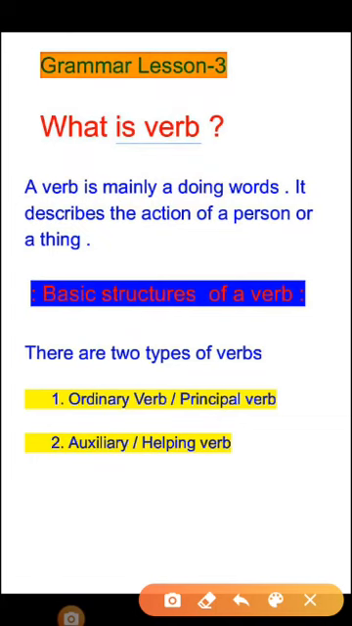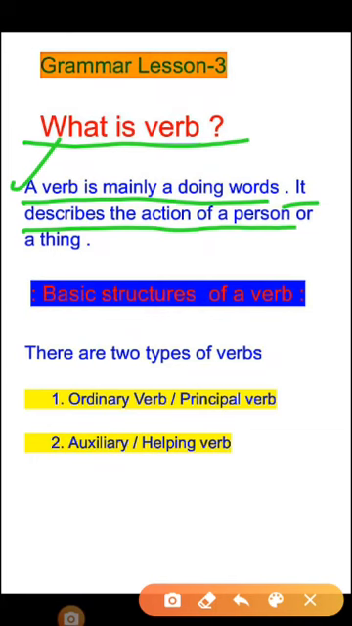So, let us know what a verb is. The definition of a verb is that a verb is mainly a doing word. It describes the actions of a person or thing. It is a doing word. In very simple terms, you can say that a verb is a doing word and it describes the actions of a person or a thing.